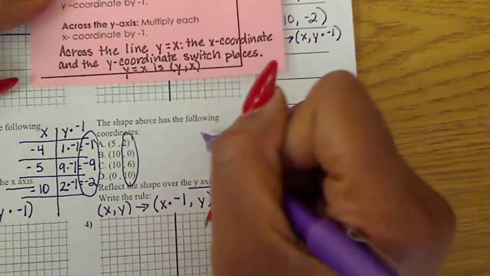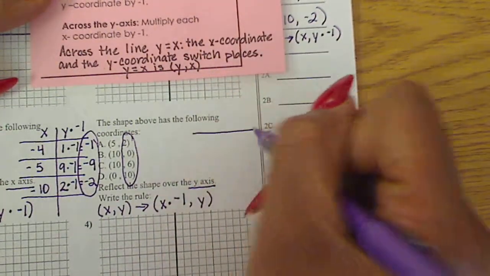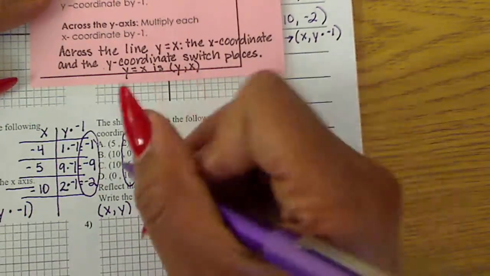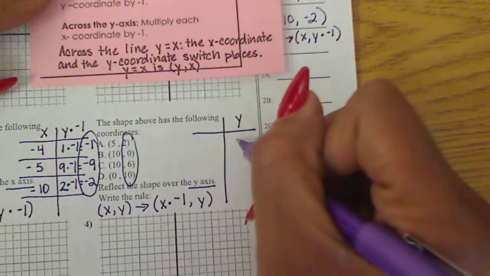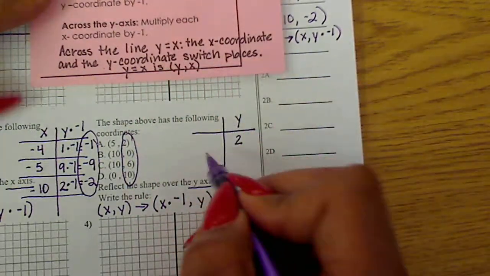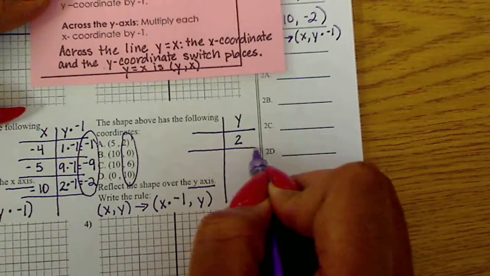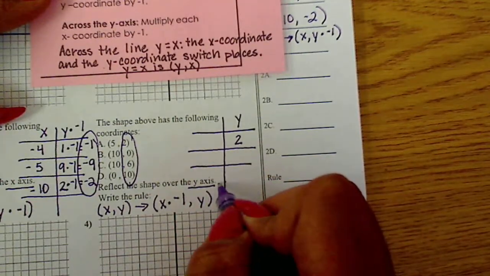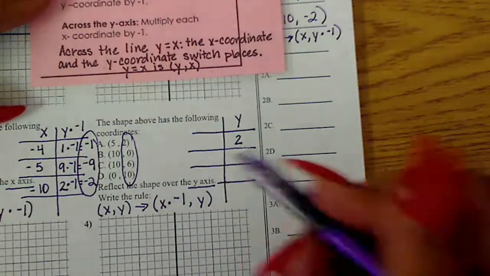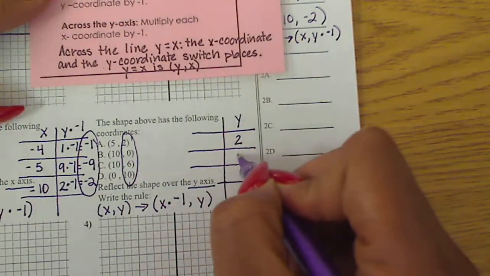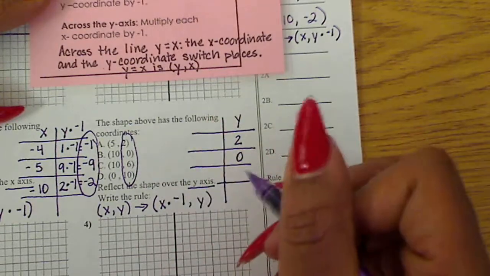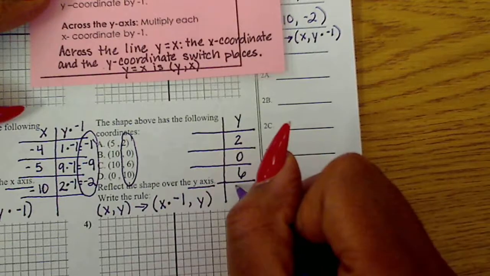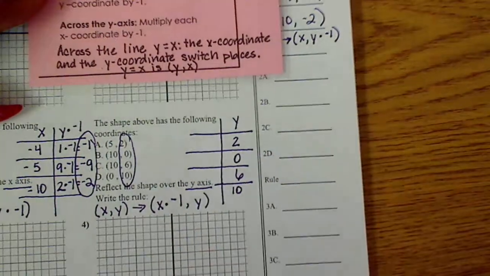So I'm going to draw my table. And I'm just going to record my y's as they are because nothing's going to happen. Point A, I had y was 2. At point B, y was 0. Point C, y was 6. And at point D, y was 10. I'm sorry, it's getting a little crowded.